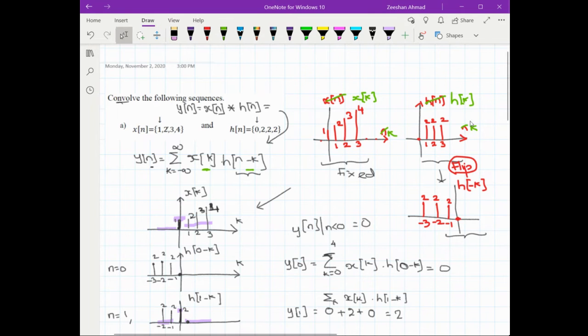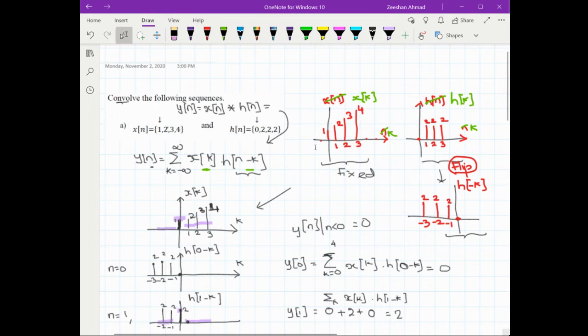So what we will do here basically, when you flip it, this will be -1, -2, -3, and obviously the amplitude will remain the same. So I flipped my h of k as h of -k. Now we will take this signal and start from the beginning of the other signal and move it step by step by shifting it.